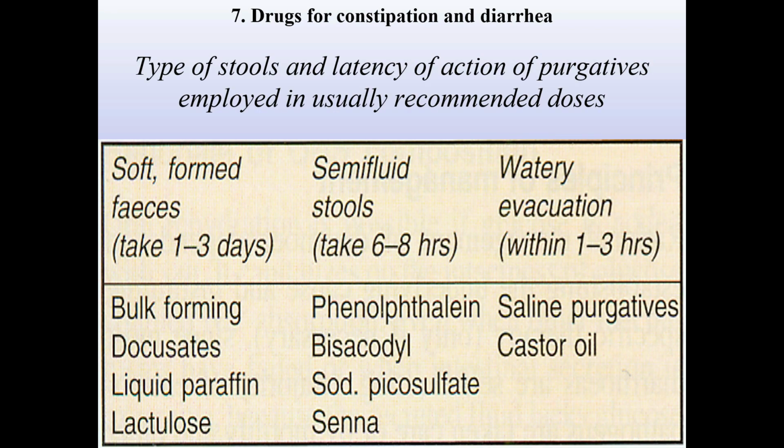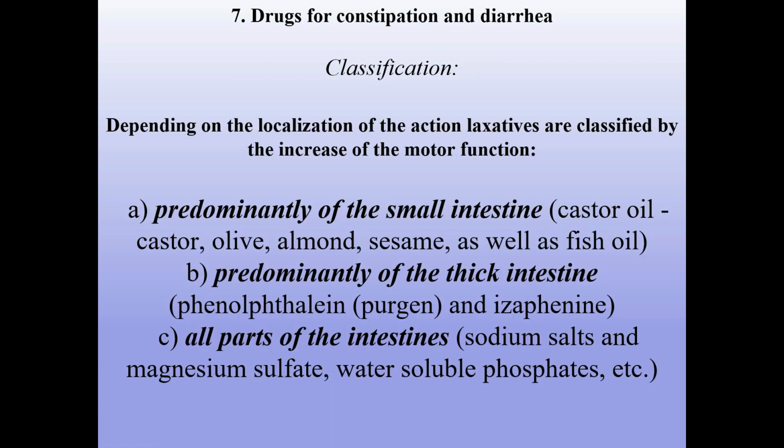And here you can see the type of stools and latency of action of purgatives employed in usually recommended doses. For example, soft formed feces take 1-3 days: bulk forming agents, docusates, liquid paraffin, lactulose. Semi-fluid stools take 6-8 hours: phenolphthalein, bisacodyl, sodium picosulfate, and senna. Watery evacuation occurs within 1-3 hours: saline purgatives and castor oil.